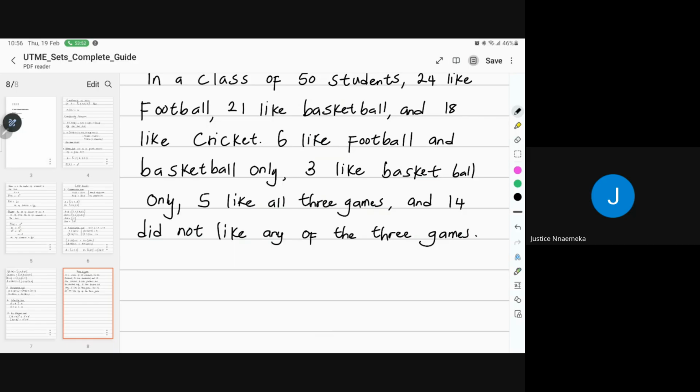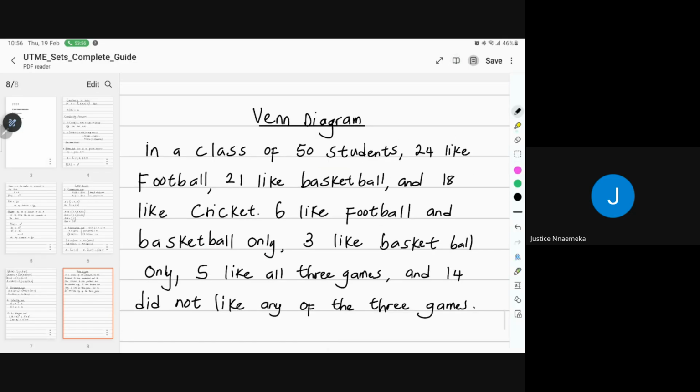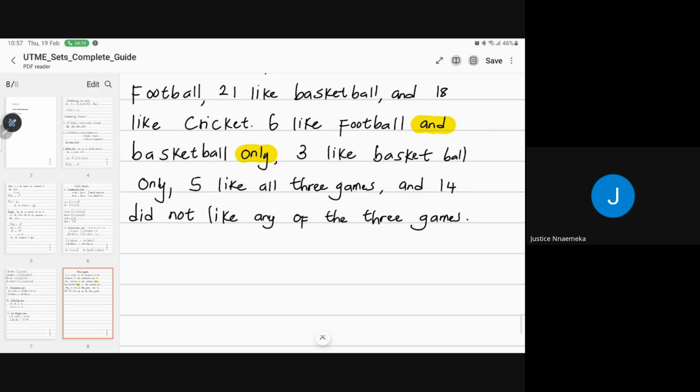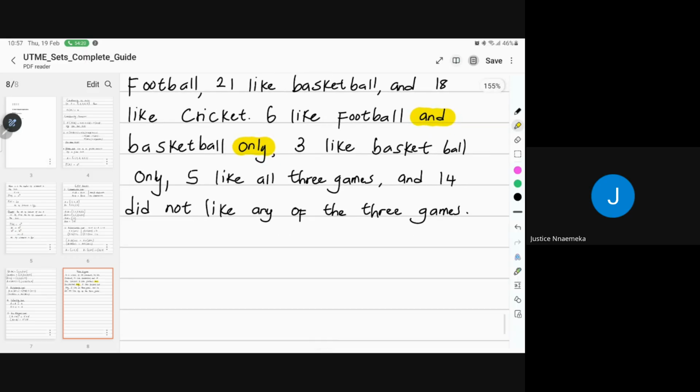All right, so now in this Venn diagram, I want you to pay attention to key things. When they say only, pay attention to this keyword only. Pay attention to the word and, as in 5 like all 3 games. So now we're going to document all of these things and then we'll solve accordingly. Now, solution.